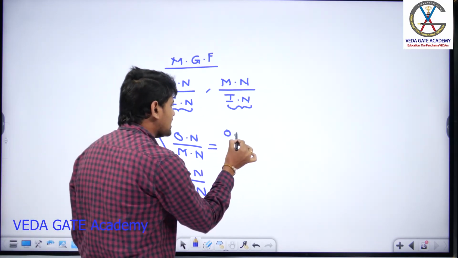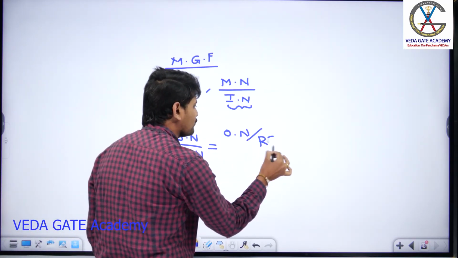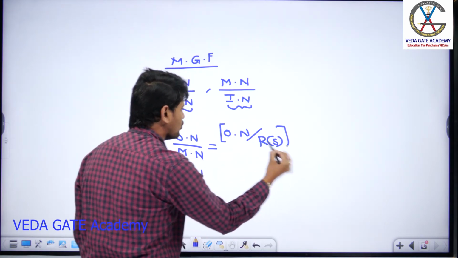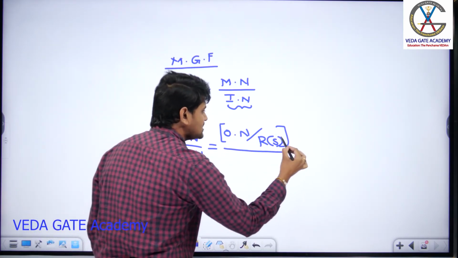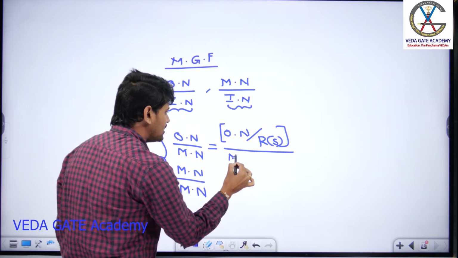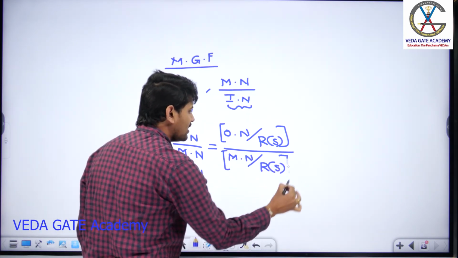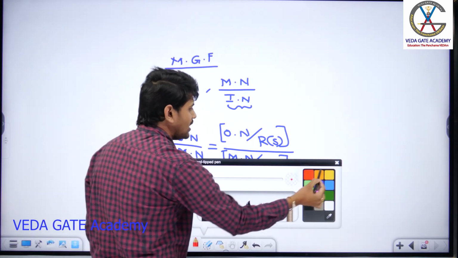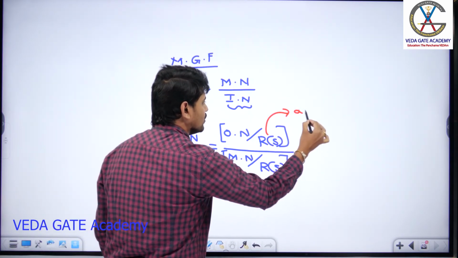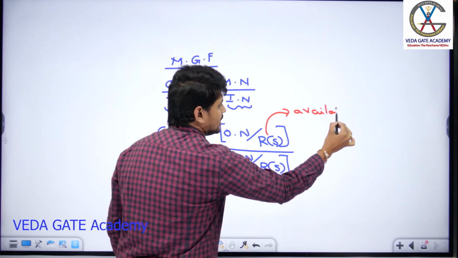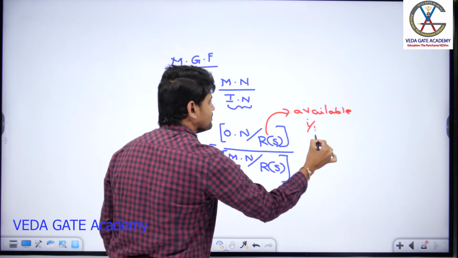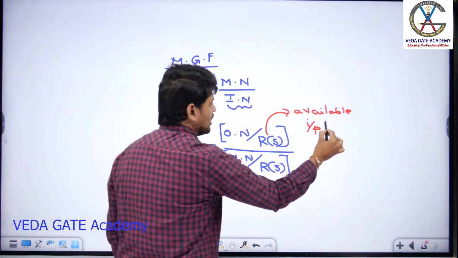So suppose there is an available input node R of S, I am going to rewrite this as output node by R of S. What is this R of S, guys? I will write that, and divided by mixed node by R of S. And here this R of S is what? Available. Okay, this is the available input node in the entire system. Available input node R of S.